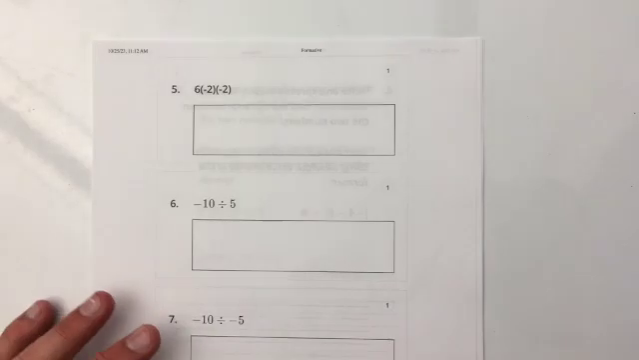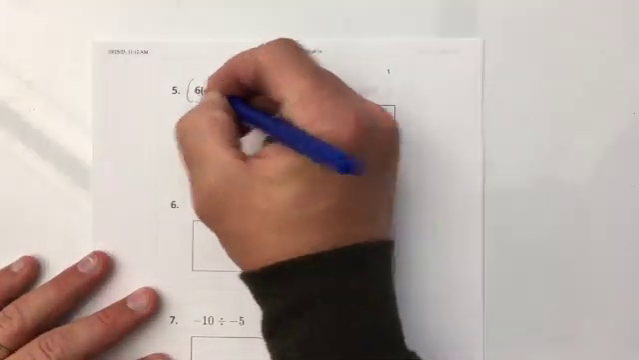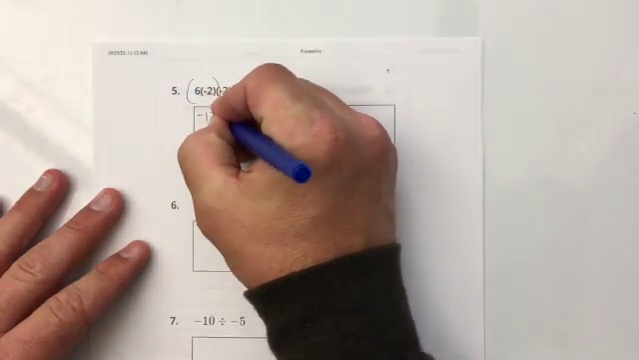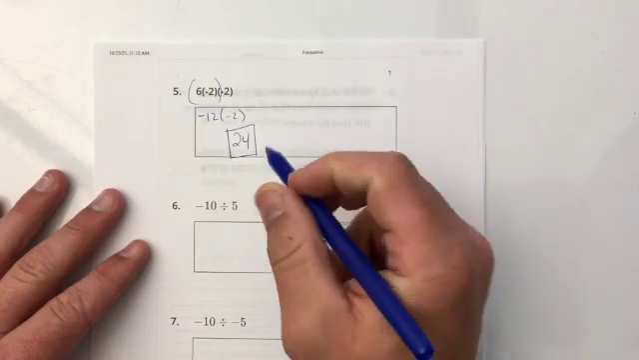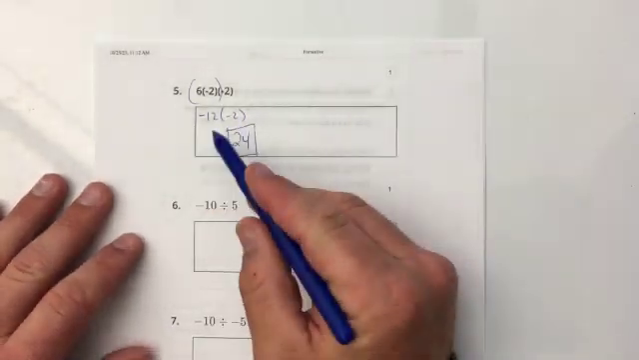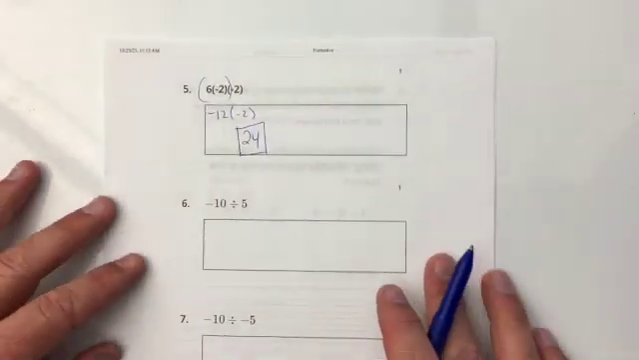Number 5. Let's do the first. We'll group it like that. 6 times -2 is -12. -12 times -2 is +24. Right? The multiplication stays the same. All you're really doing is figuring out if it's positive or negative.